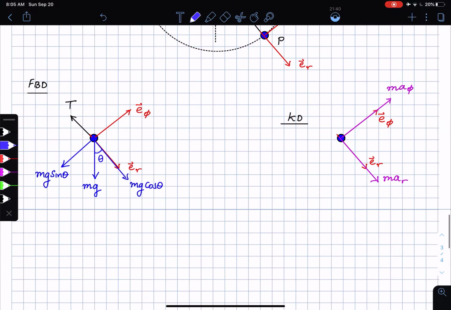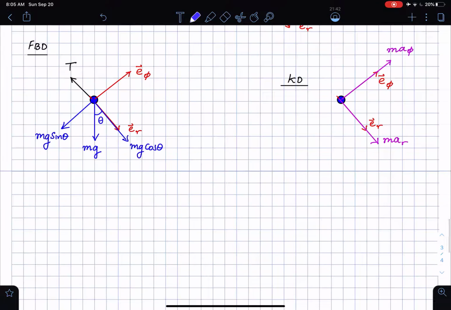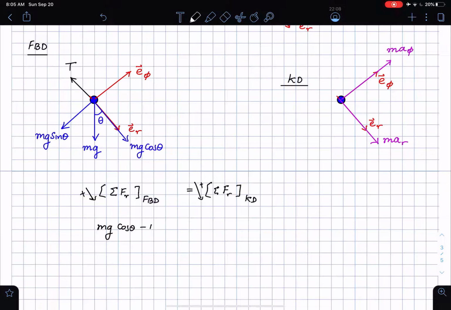So free body diagram is done, kinetic diagram is done. Let us now do the force balance. Sum of forces in the radial direction on the free body diagram, things pointing in the positive radial direction, is equal to sum of forces in the radial direction on the kinetic diagram, things pointing in the positive radial direction. What are the forces? In the radial direction, I'm going to have mg cos theta minus the tension T. This is equal to m times AR.